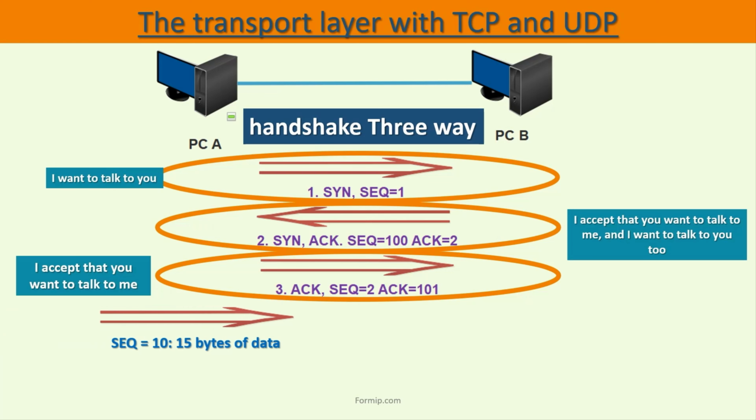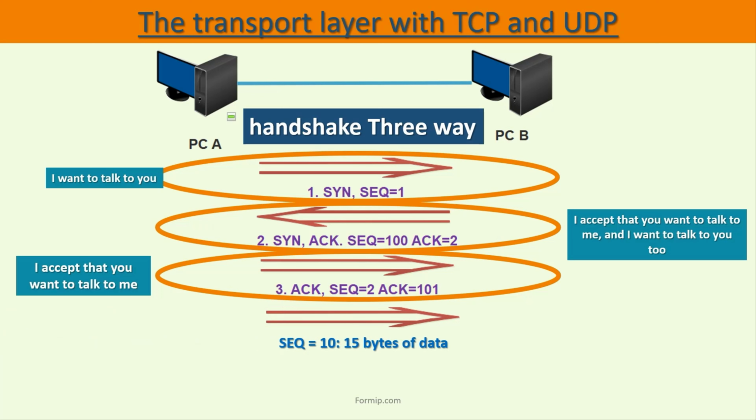PC A has established a 3-step connection with PC B. It sends 15 bytes of data. Here, the sequence number is 10. PC B responds by sending an ACK-11, which could be translated as, "Thank you, I received your 15 bytes. Now send me the rest."